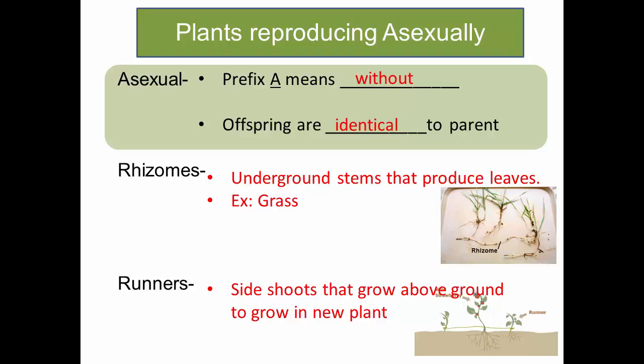It's a stem that grows above ground, and when it touches the soil, it starts to grow roots and grow into a new plant. Strawberries grow by these runners. If you ever grew strawberry plants, they send out these little stems, and when they touch the soil, they grow roots, and a new strawberry plant emerges. But they're identical. They're just copies. There's no pollination that needs to happen in order for a plant to reproduce through rhizomes or runners.